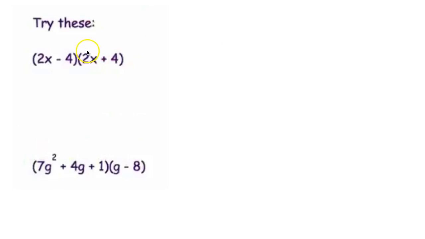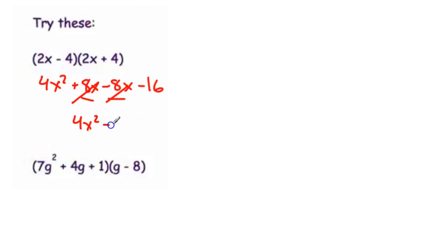So this first one, I'm going to do it horizontally. So 2x times 2x, that will be 4x squared. 2x times 4, that is 8x. Negative 4 times 2x is minus 8x. Negative 4 times positive 4 is a minus 16. Now I want to combine like terms. This 8x and the negative 8x, they cancel with each other. So I'm left with 4x squared minus 16. And there you go. That's the answer.